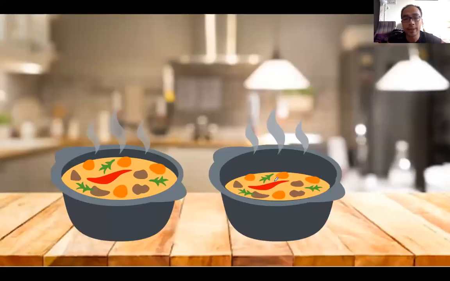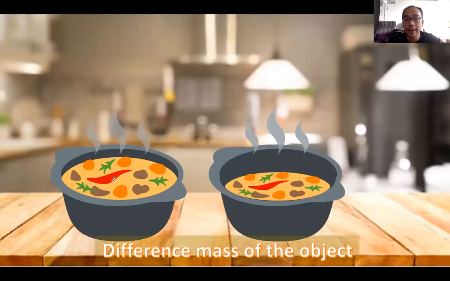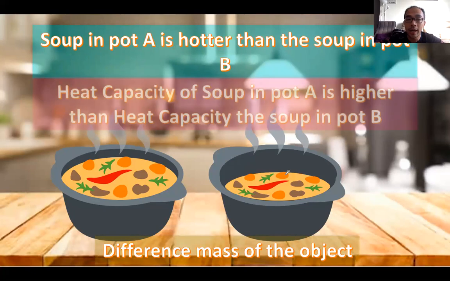So let's take a look at these two pots. These two pots are the same size, well, they're roughly about the same size, and they are both containing hot soup. As I said just now, the heat capacity of an object depends on the mass of the object. So when the mass is different, the heat capacity is different. We find that the soup in pot A remains hotter for a longer time than the soup in pot B. And this is because the heat capacity of the soup in pot A is much higher. The bigger the mass of an object, the more the heat capacity. Of course, because there's more heat in there, so it can remain hotter longer.